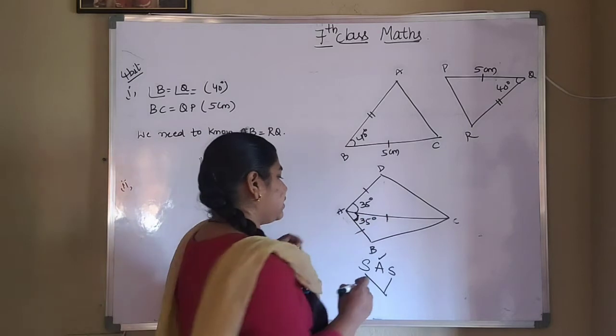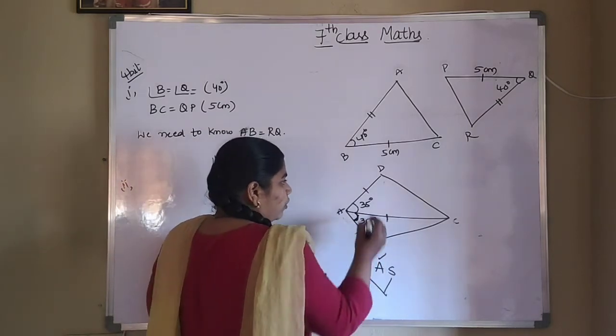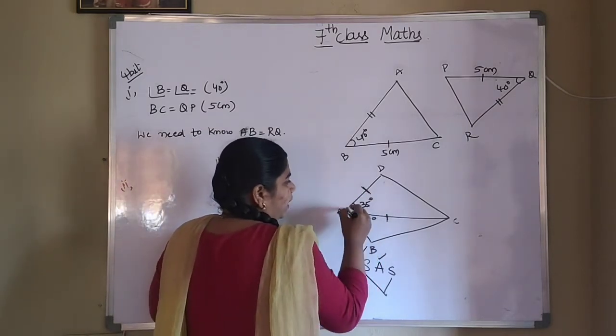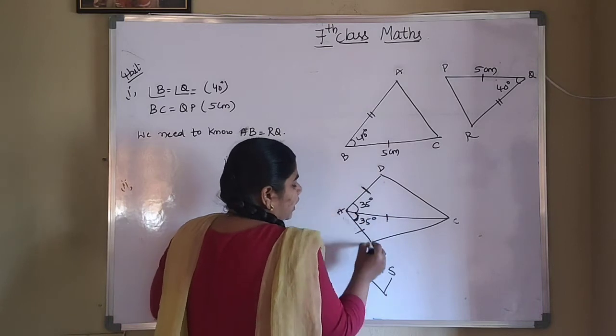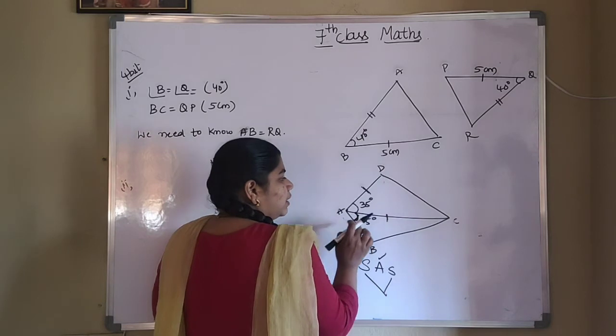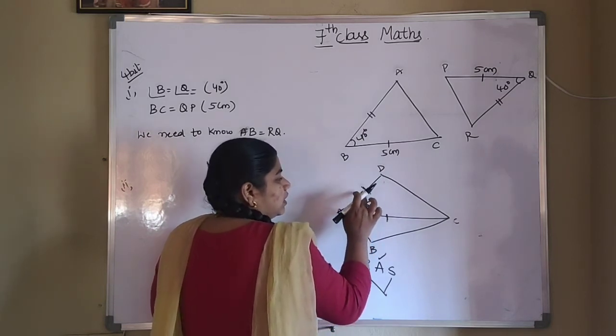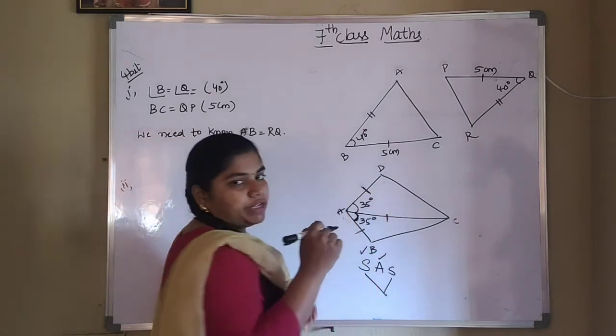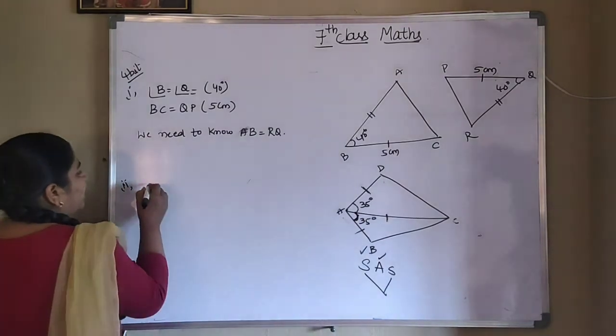Now you got one side also. Now which side do we want? We need to prove that AD will be equal to AB. So if you know these two side values, then you can say by using SAS, these two triangles are congruent to each other. So what they have given, you write first.